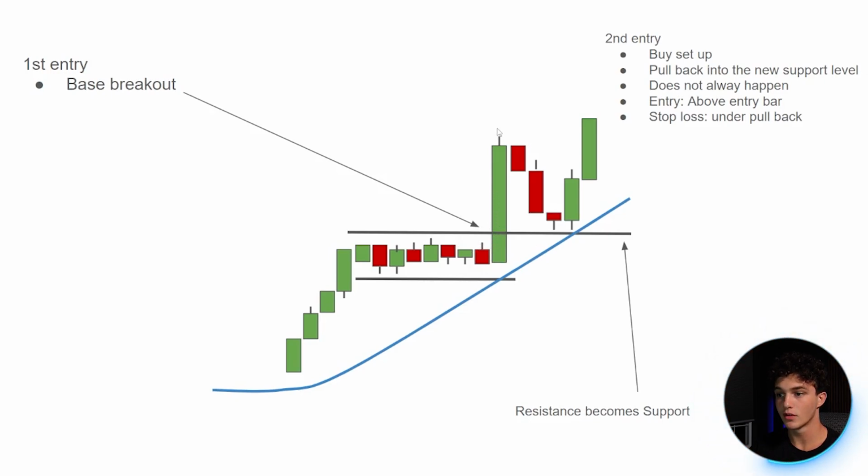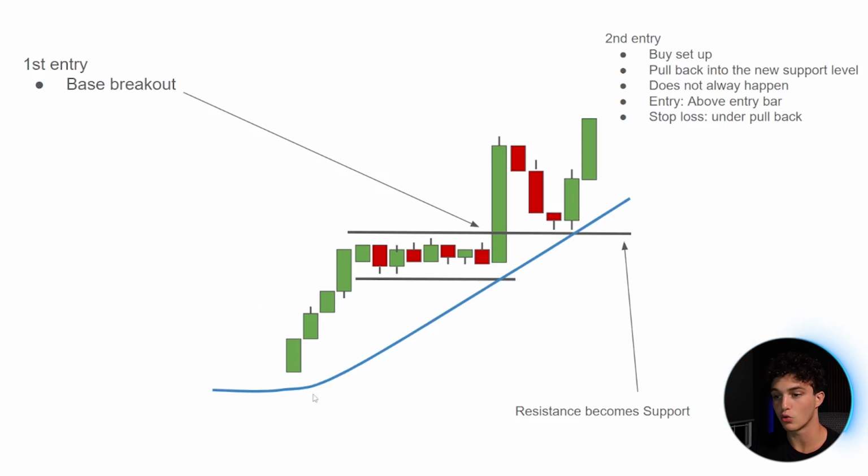Now here, we actually see that the resistance level now becomes a support level. And we see that there is a pullback in the form of a buy setup. So this buy setup is now moving back into that previous resistance level. So if you actually didn't catch the trade the first time or you missed the initial base breakout, this is an excellent opportunity for you to actually jump into the trade and catch it as a buy setup.